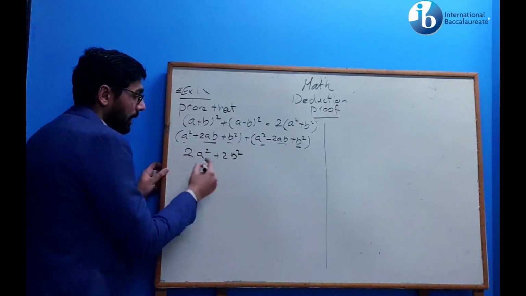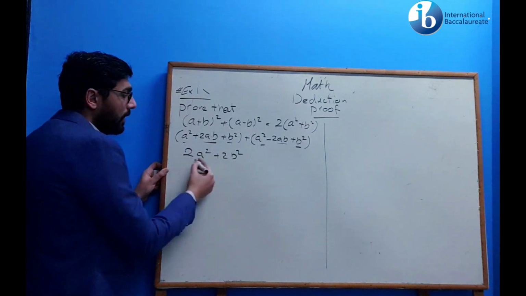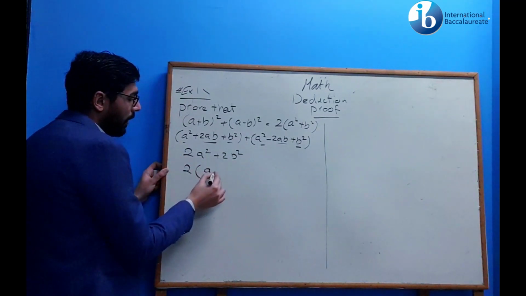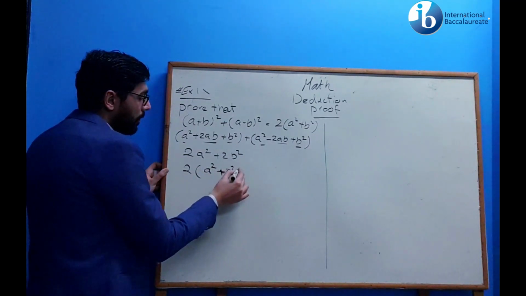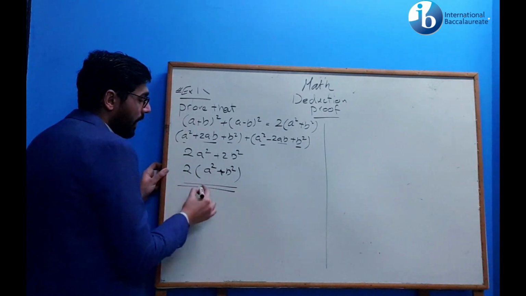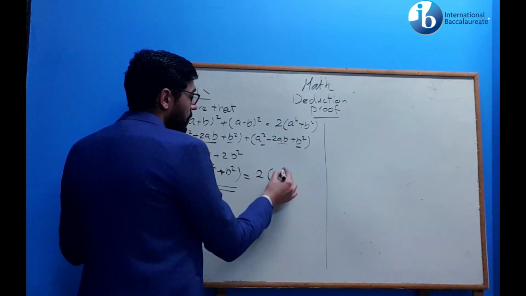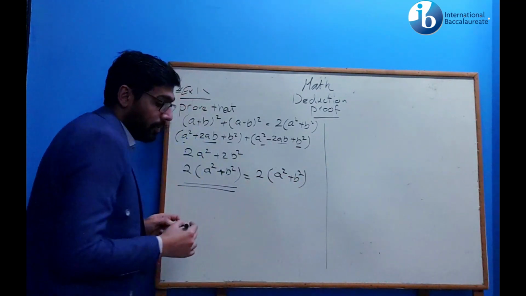It is obvious that we have 2 as a common factor. Then we take 2 as a common factor, and it becomes 2 times (a squared plus b squared). The left-hand side now equals the right-hand side, which is 2(a squared plus b squared). This is the first example.